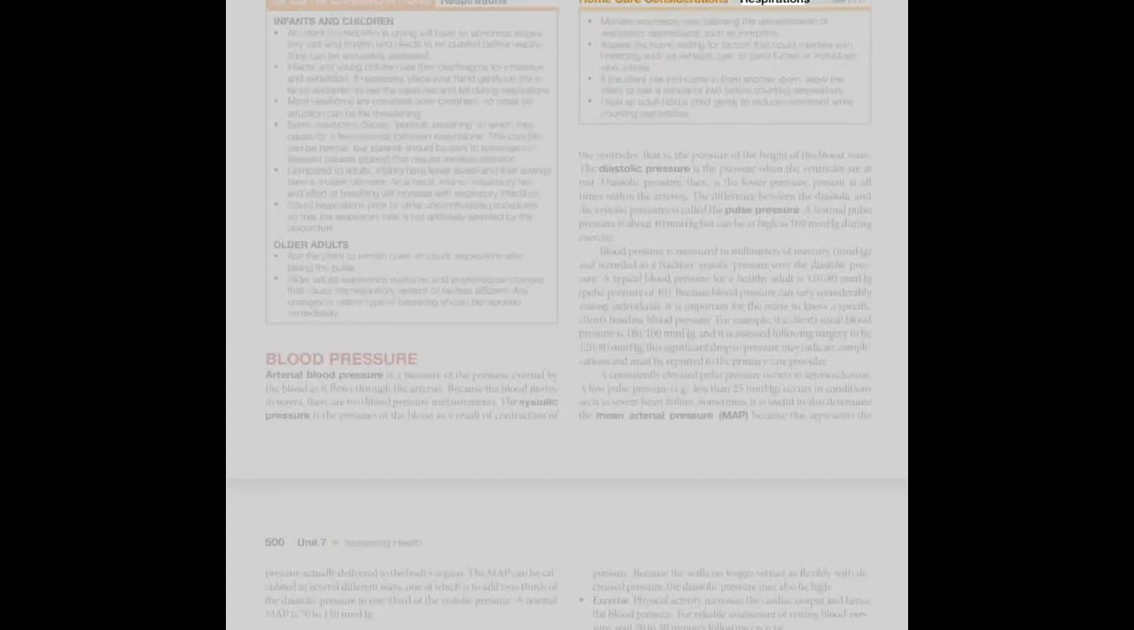Home care considerations. Respirations. Monitor respiratory rate following the administration of respiratory depressants, such as morphine. Assess the home setting for factors that could interfere with breathing, such as exhaust, gas, or paint fumes, or individuals who smoke. If the client has just come in from another room, allow the client to rest a minute or two before counting respirations. Have an adult hold a child gently to reduce movement while counting respirations. Safety.